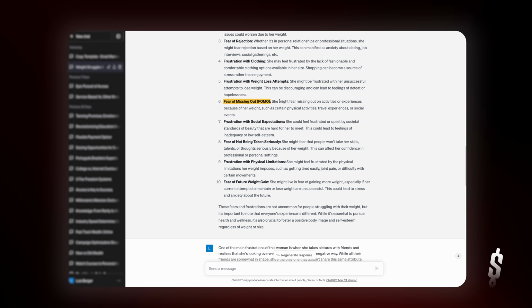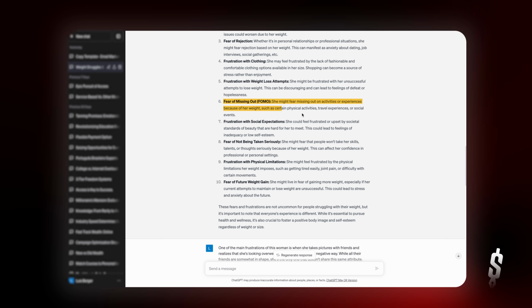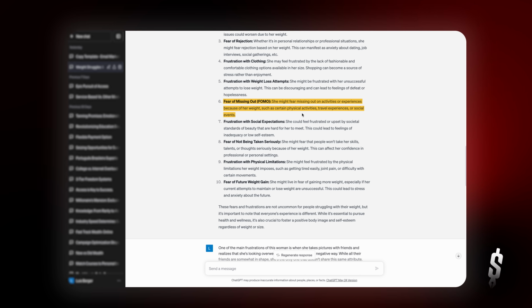Fear of missing out. She might fear missing out on activities or experiences because of her weight, such as certain physical activities, travel experiences, or social events. That's a very good one. One of the most powerful emotional triggers in marketing is scarcity. And scarcity is directly related to fear of missing out. So whenever you have fear of missing out in your promotion, in your mail, in your advertising, it works extremely well and it works so much better than when you don't have it, because you're tapping into that emotional trigger, which is scarcity.